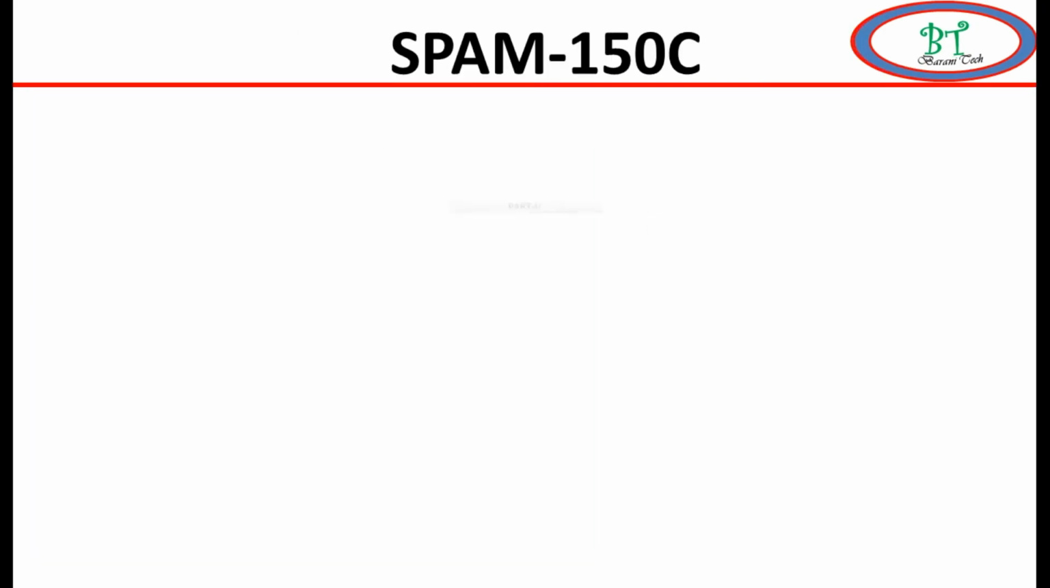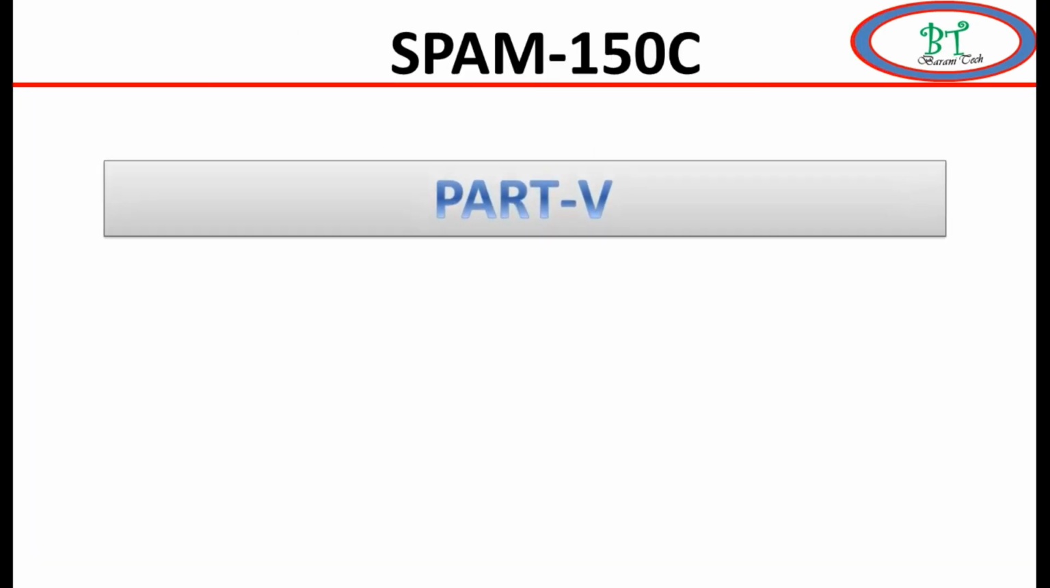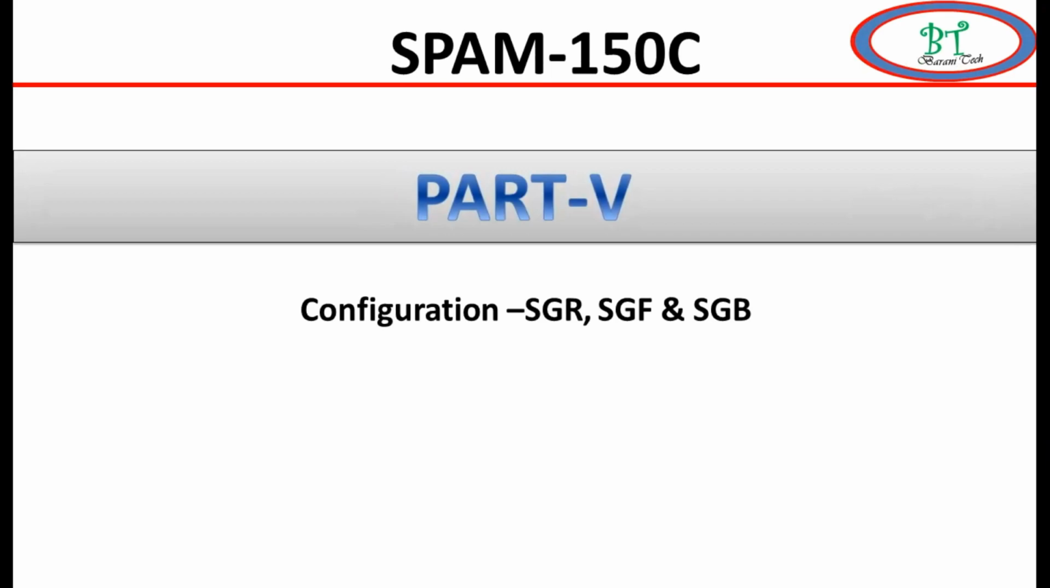Now we go for the relay configuration. The relay configuration basically depends on SGR or SGF and SGB. We will see these three one by one. Before going into the configuration, we will see some pattern. If we understand this, we can easily do the configuration on this relay.